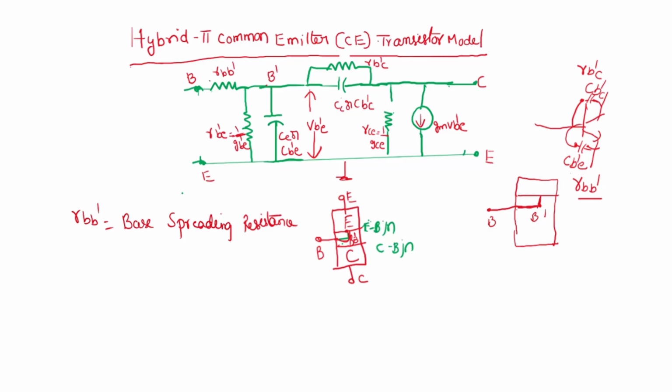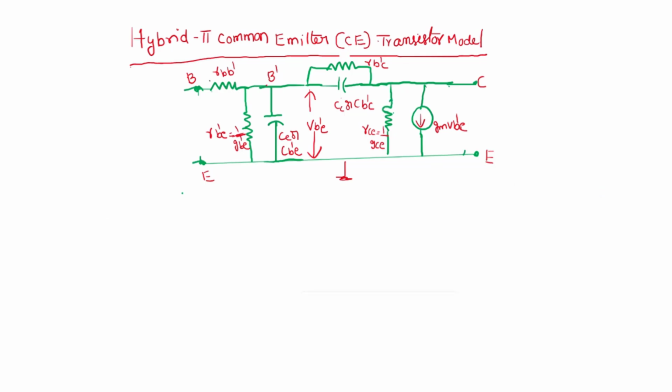It is there in the low frequency case also, but there the capacitor CB'C is not there. That is the reason it is not considered, and the second point is the value is very small. I think you understand the need of RBB dash. RBB dash is of the order of 100 ohms, very, very small.